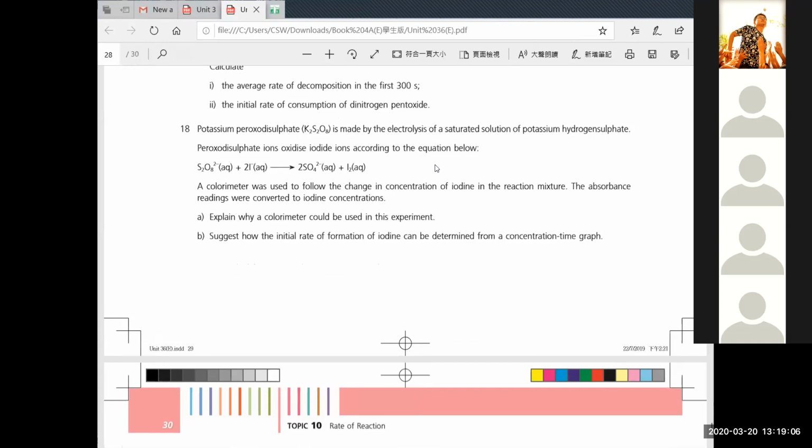So in today's lesson, we would like to go over with you the remaining questions on chapter 36. And if time allows, we may go back to the calculations mode, which is on chapter 38. I know some of you may have got difficulty in that part. Now, 18.